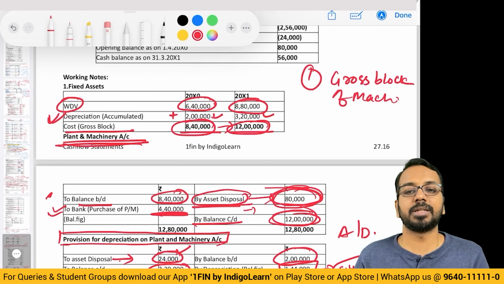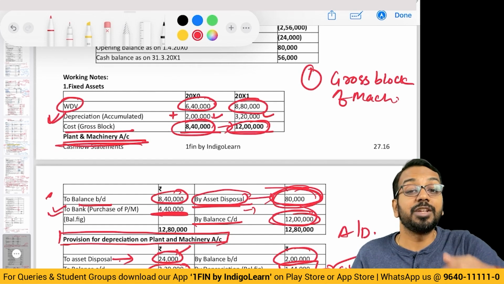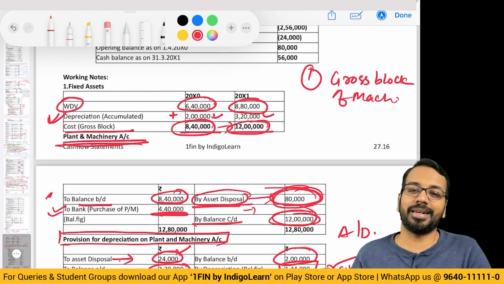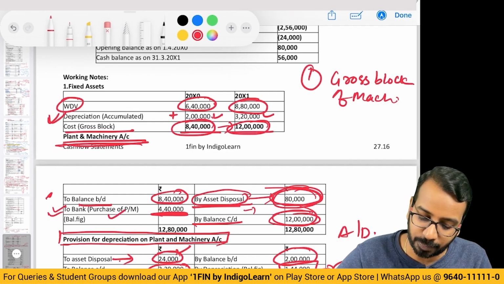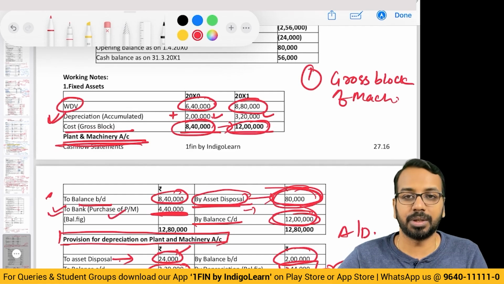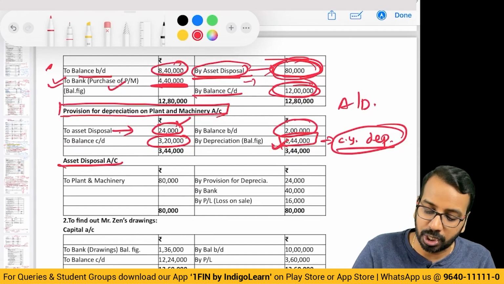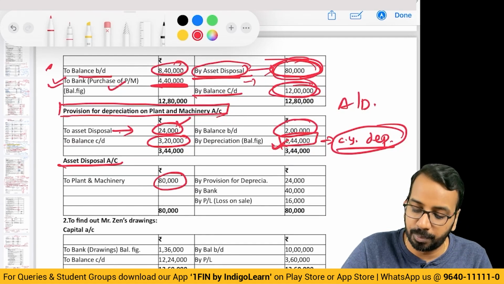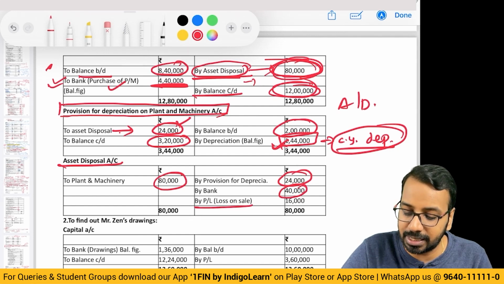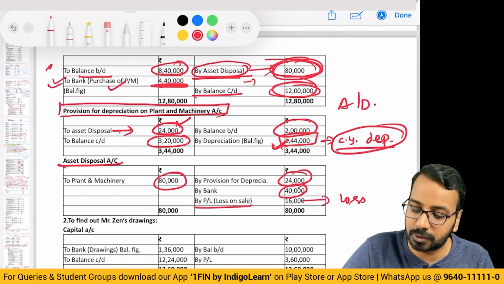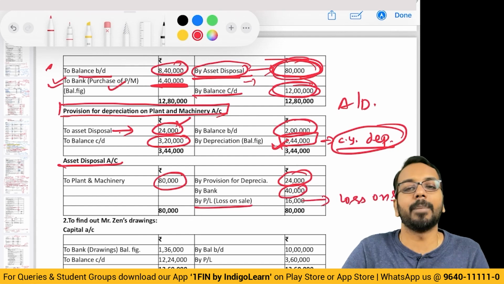Now this current year depreciation is relevant because we need to add it back to the net profit. So by preparing these two working notes, we got asset purchase and depreciation for the period. In the asset disposal account, you will bring down the machinery value, bring down the accumulated depreciation, pass this entry for cash collected. This gives the loss on sale, which is the balancing figure.